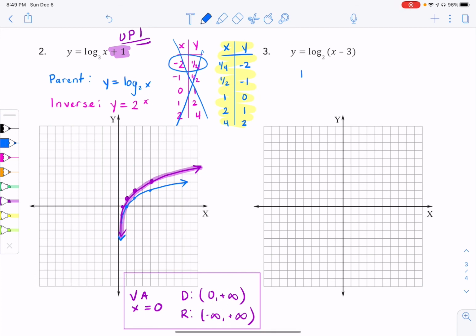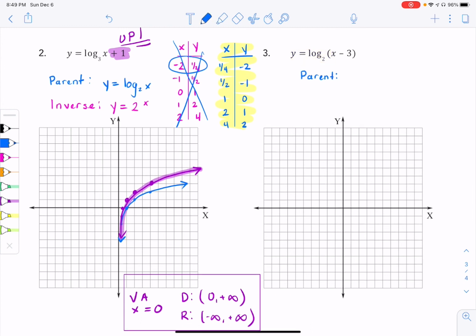Number 3 has the same parent function. The graph is y equals log base 2 of x minus 3, and the parent graph is just log base 2 of x. So that tells us that the inverse is y equals 2 to the power of x.